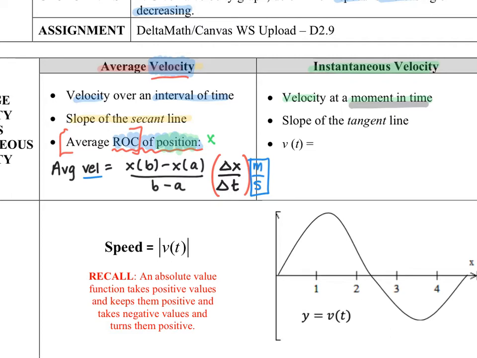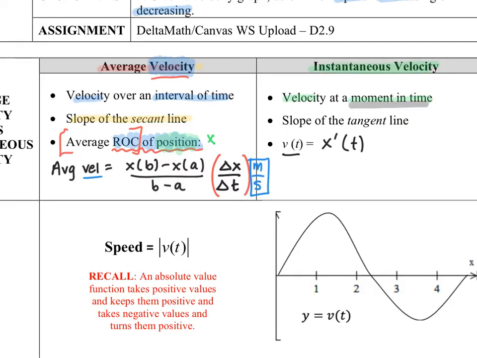Our instantaneous velocity is velocity at a moment in time, and that was the slope of the tangent line, which you know to be our derivative. So my v of t, my instantaneous velocity, is just the derivative of my position function, so x prime of t.